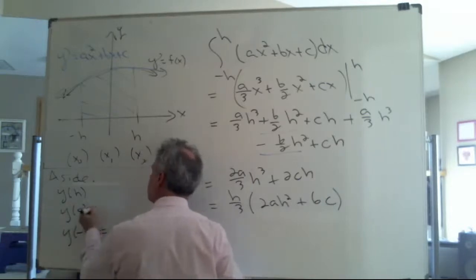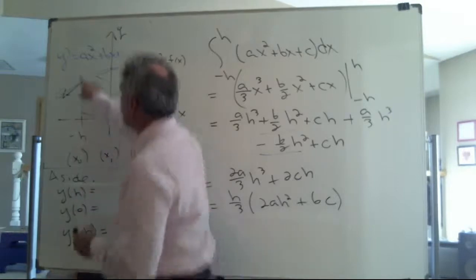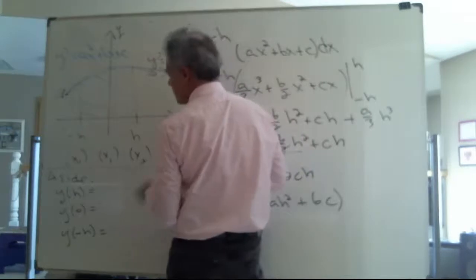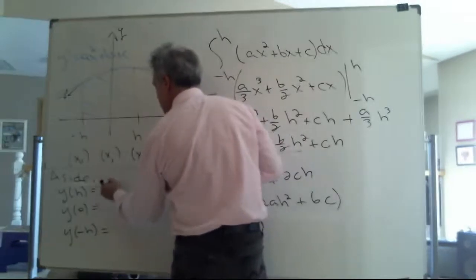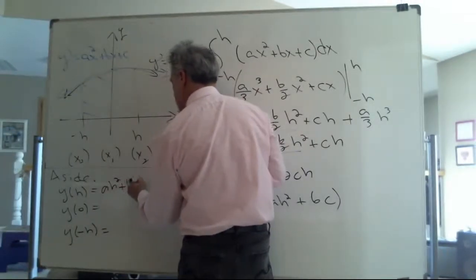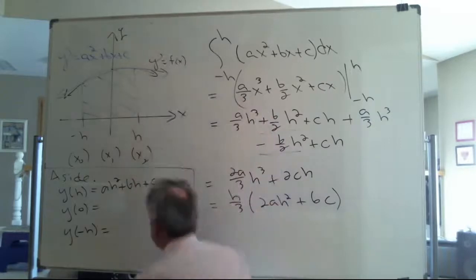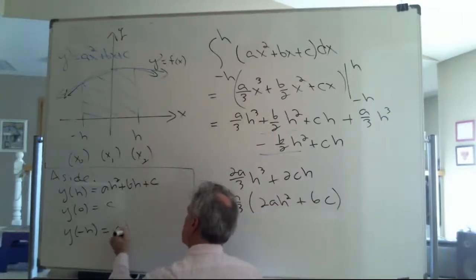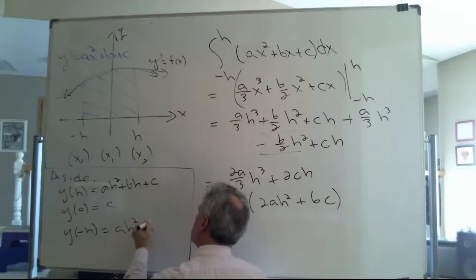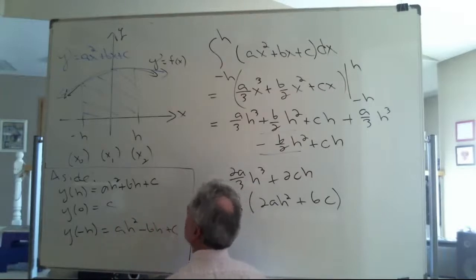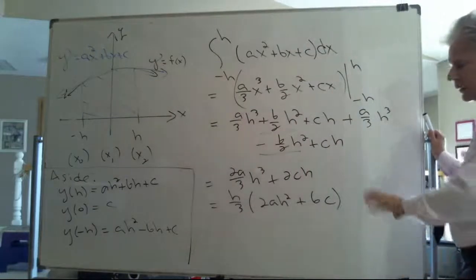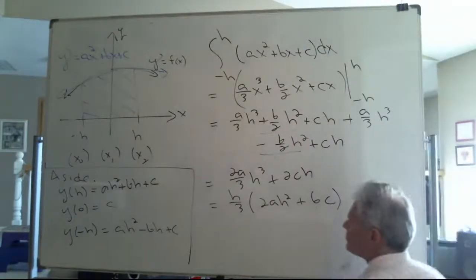In case I'm not being very clear, y is nothing more than that quadratic beast you see in blue. Now at h, I think you get this. At 0, I think you're getting this. At negative h, I think you're getting this. Now, if you're okay with that, let me massage what I have here.